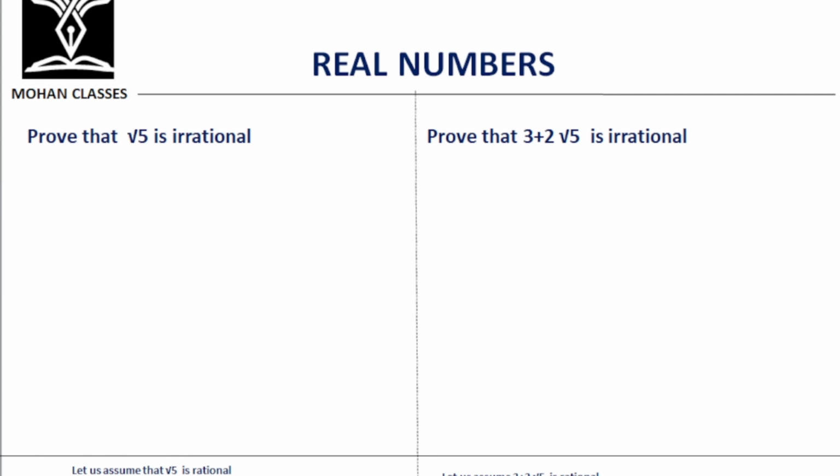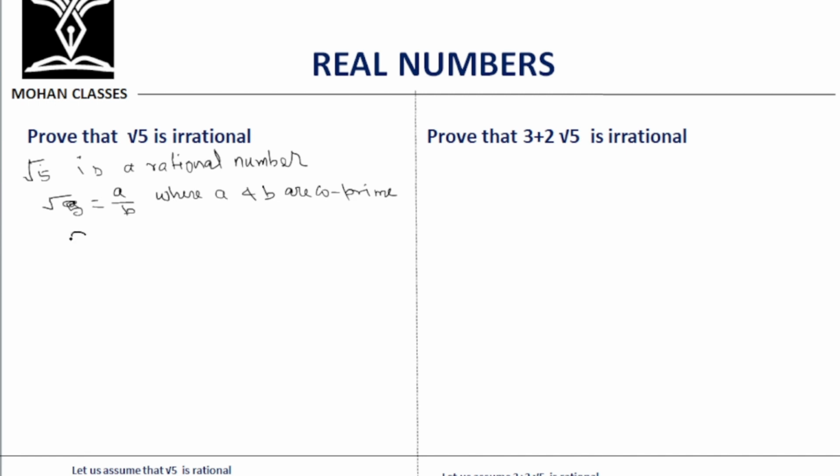Now let us consider root 5 as a rational number. If root 5 is a rational number, it can be written as A by B, where A and B are co-prime. What do we mean by co-prime? Co-prime means the HCF should be 1. Simplifying it, we get A is equal to root 5 B.